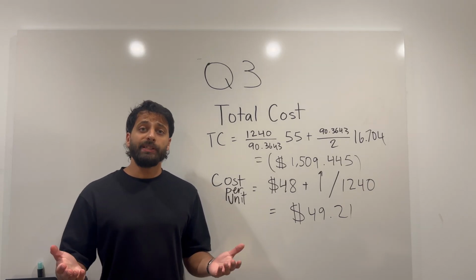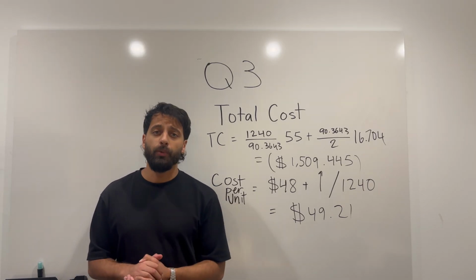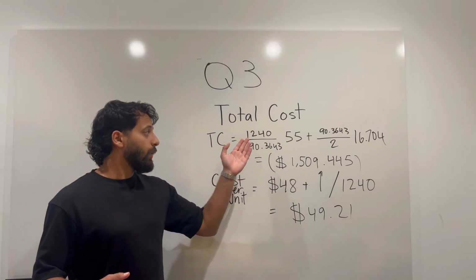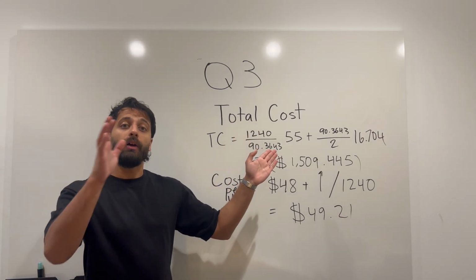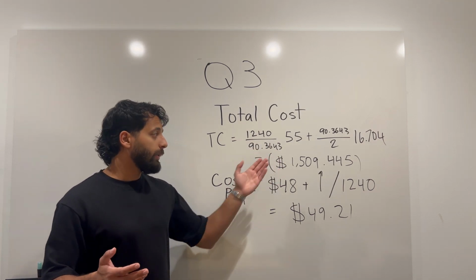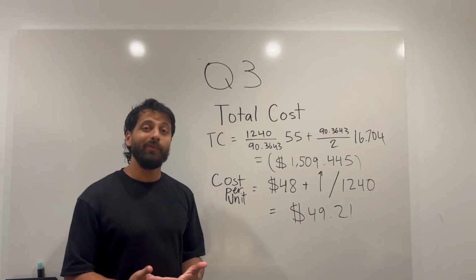So similar to the last problem, we go ahead and use the total cost formula, and instead we're going to be replacing it with the numbers that we just received. With the 1240, the 90.3643 that we got from the previous part of the problem, all the other numbers remain constant. So whenever we do that, we get the number of 1509.445.